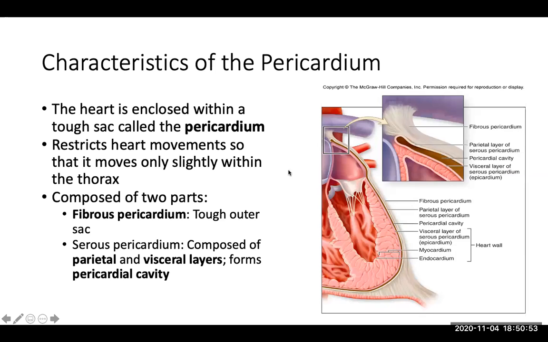Characteristics of the pericardium, which is the tough sac that encloses the heart. The pericardium restricts the heart movement so that it moves only slightly within the thorax. And it's composed of two parts. The fibrous pericardium is the tough outer sac, and the serous pericardium is composed of the parietal and visceral layers. The visceral layer covers the epicardium, or the surface of the heart itself, and the parietal layer will cover the body cavity. Those two layers form a space in between, and that space is called the pericardial cavity.